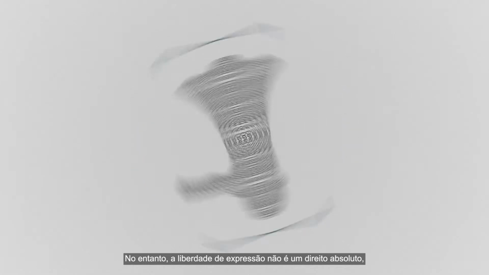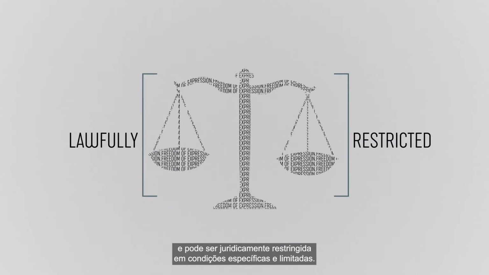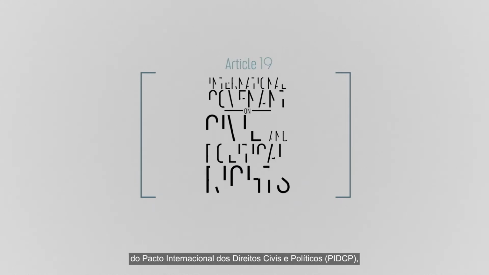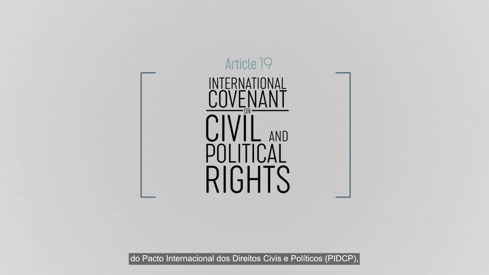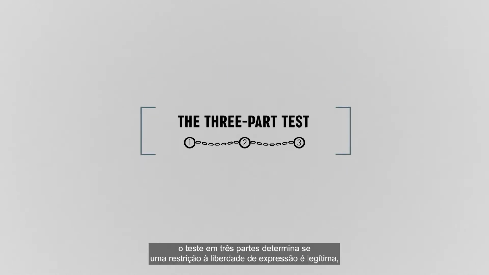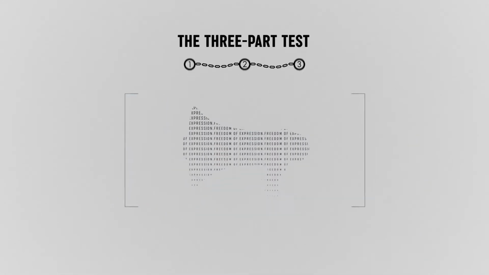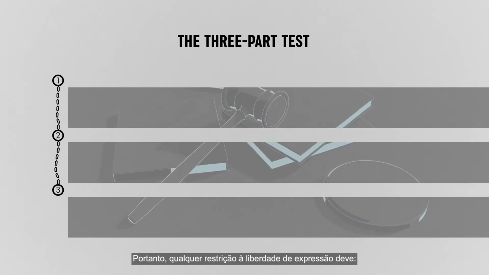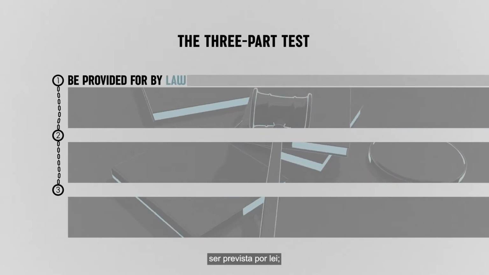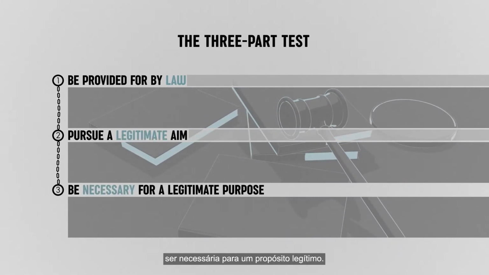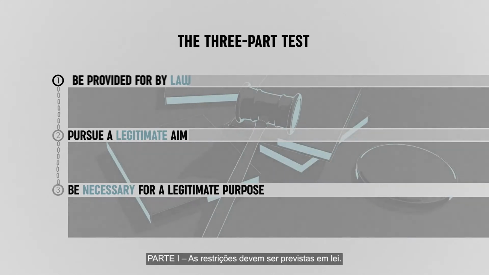However, freedom of expression is not an absolute right and may be lawfully restricted in specific and limited conditions. Under international human rights law, and specifically Article 19 of the International Covenant on Civil and Political Rights, or ICCPR, the three-part test determines whether a restriction on freedom of expression is legitimate. Any restriction on freedom of expression must thus be provided for by law, pursue a legitimate aim, and be necessary for a legitimate purpose.